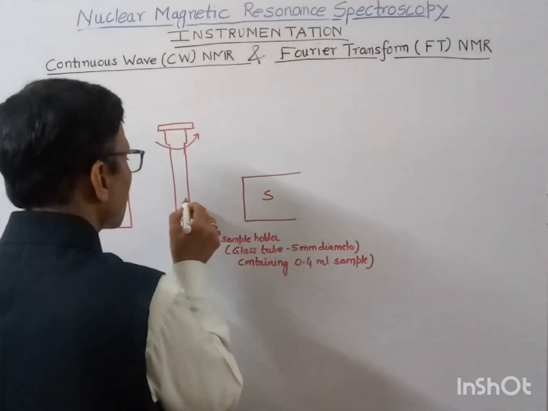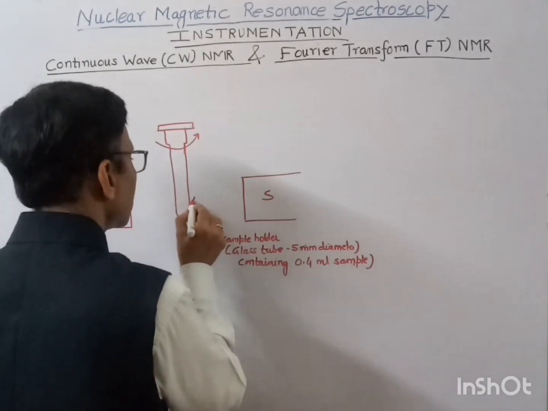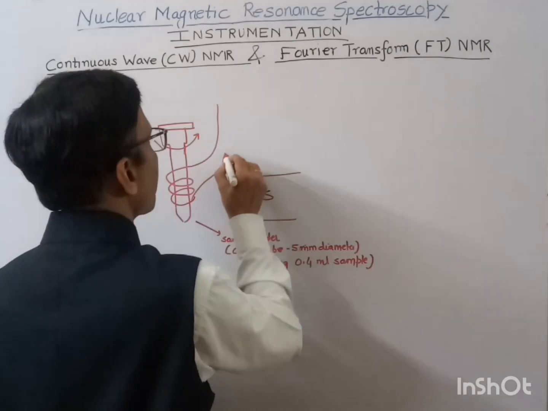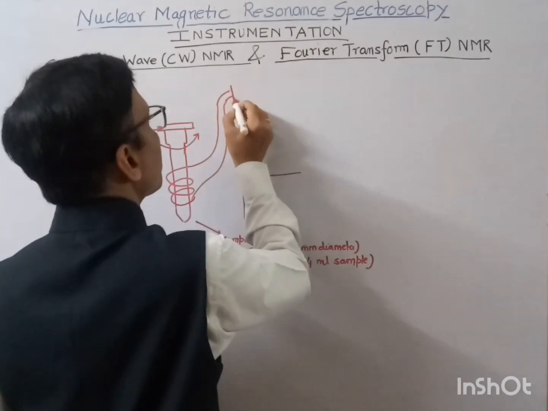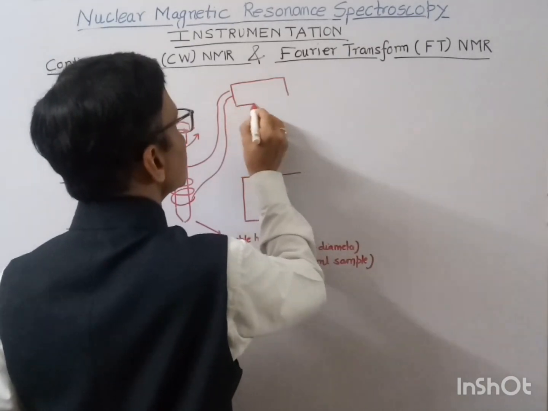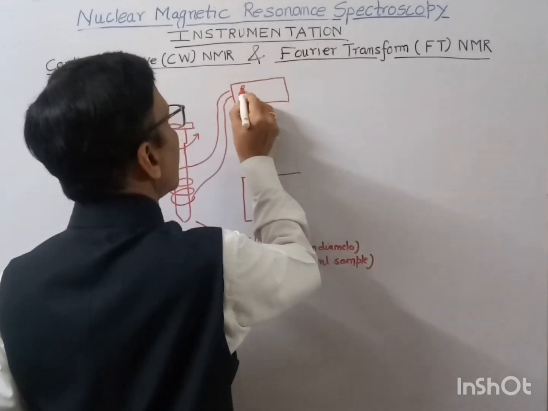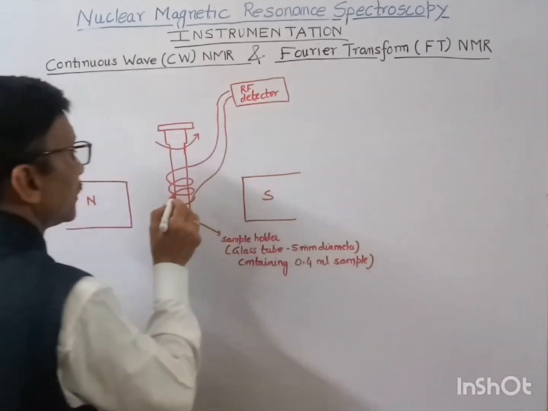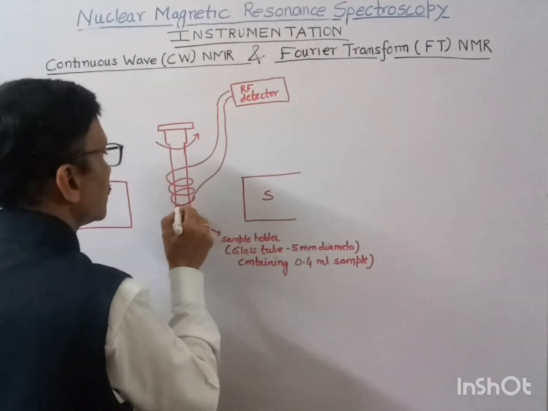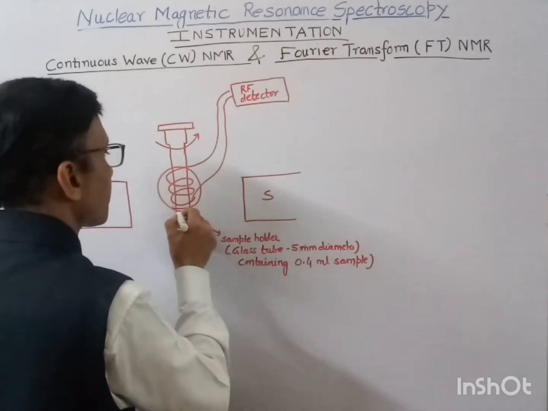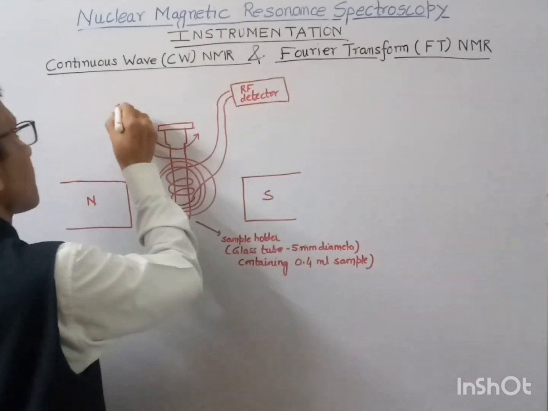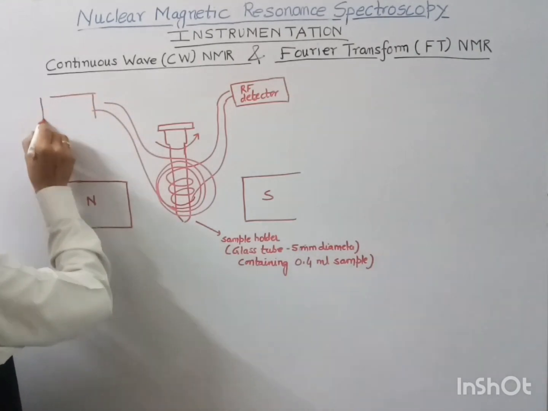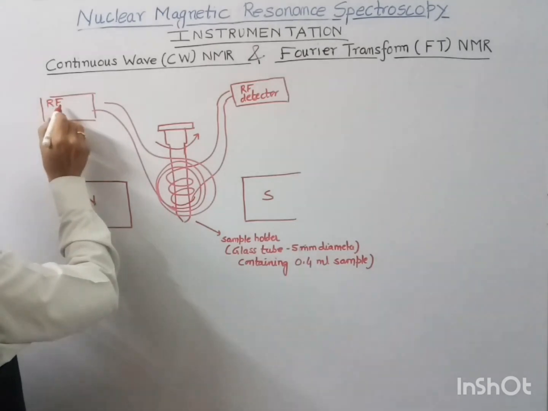And now this is surrounded by the coils. So suppose these are the coils, and suppose this is our detector, the RF detector, and here we have a radio frequency source, that is the RF source.